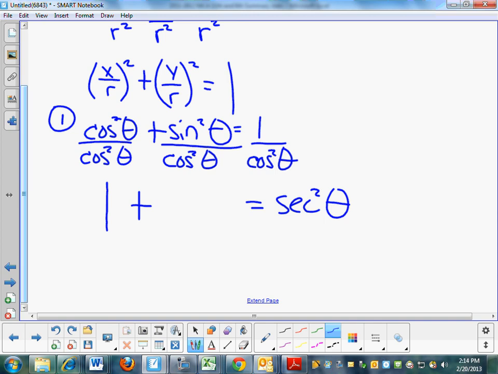Ah, we're getting there. Sine squared over cosine squared. Is sine x or y or r? Sine is y over r. Cosine is x over r. So if you take y over r and divide it by x over r, you get y over x, which is tangent. Divide that by that and you get tangent squared. Oh, we've got another formula. How cool is that? Look at all these formulas that we're giving you.